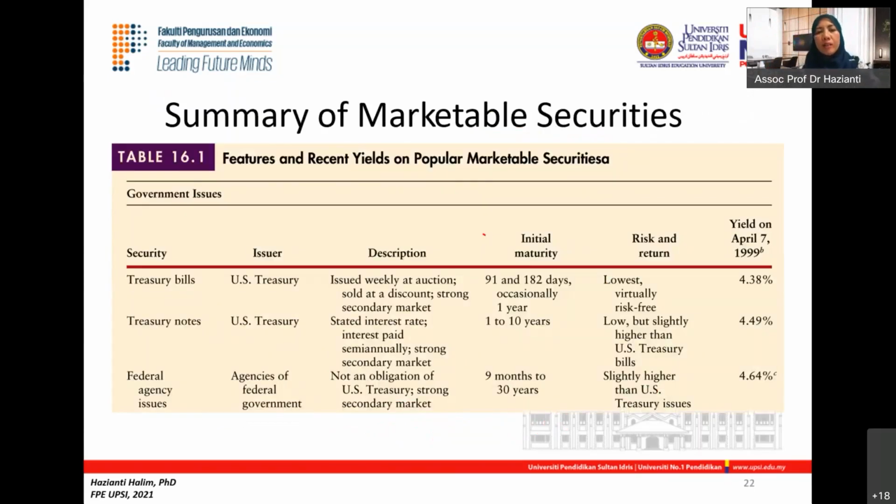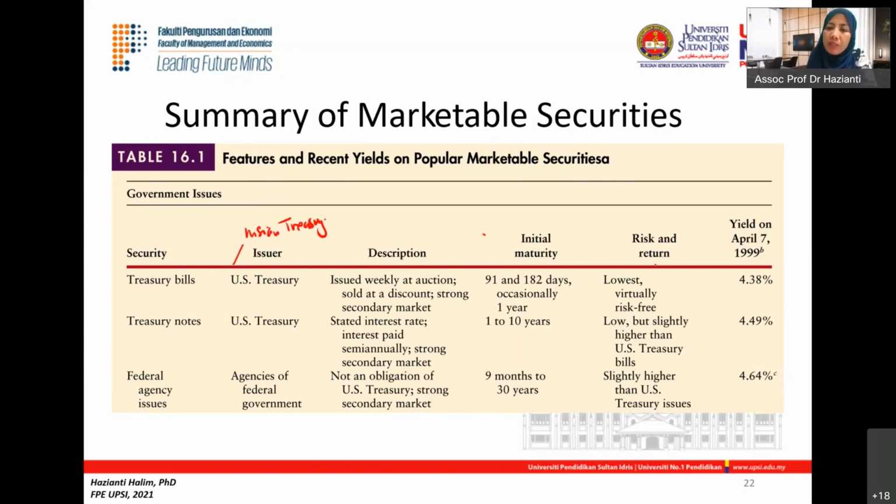Alright, so here the summary. Tapi tak semuanya ada dekat Malaysia. Contoh macam Treasury bill ni US ada. Ni contoh from US punya buku. So Treasury bill, US Treasury. Kalau dekat Malaysia, kita punya Malaysian Treasury lah. Perbendaharaan Malaysia, Kementerian Keuangan punya. So konsep dia sama macam Malaysia punya 91 to 182 days.